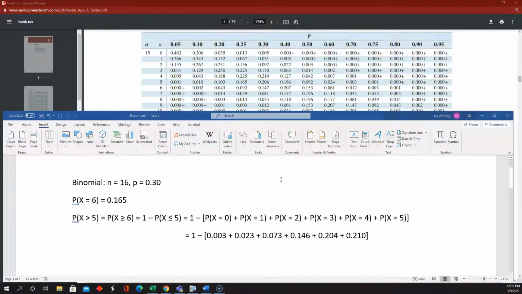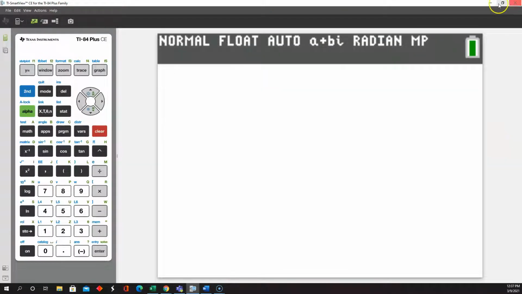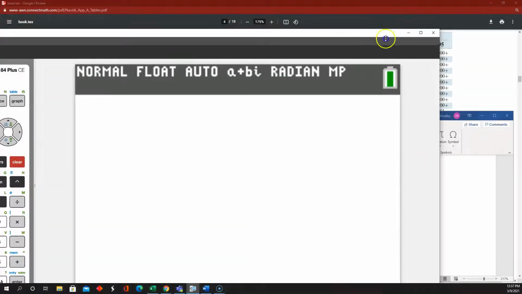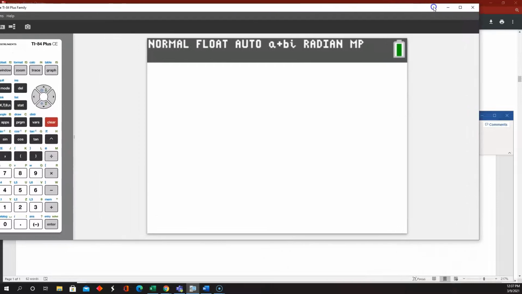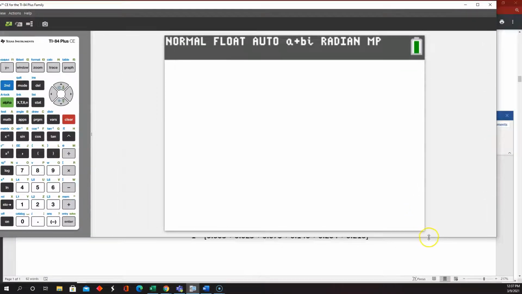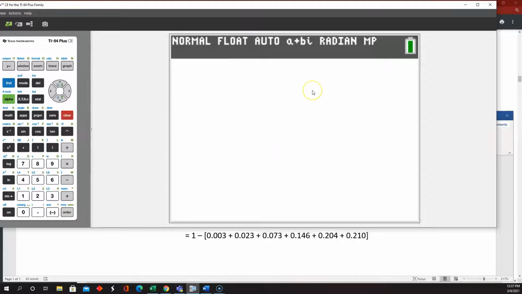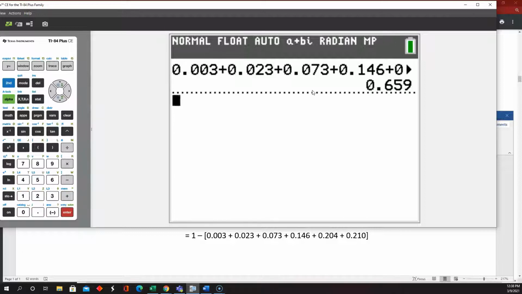So if we add all those together, let's see what we get. And 146 and 204 and 210. That adds up to 659.